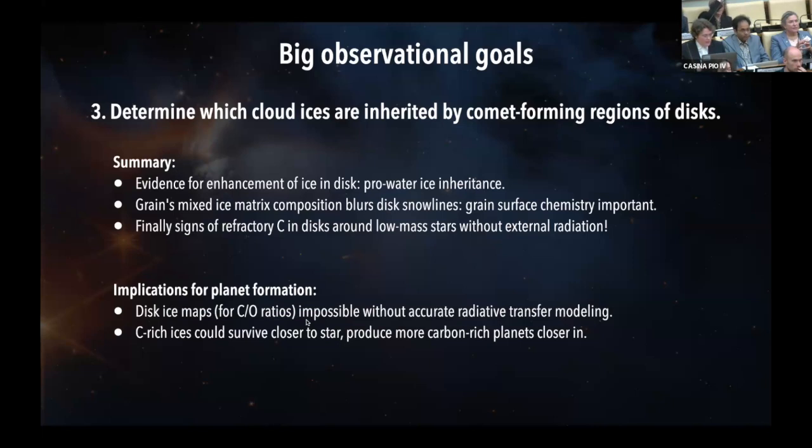So disk ice maps are impossible without accurate radiative transfer modeling. And we have a mechanism by which carbon-rich ices survive closer to the star to produce more carbon-rich planets closer in, which I think was one of the things that was coming out of the discussion yesterday. So I'll leave this up as my conclusions, and thank you for your time.